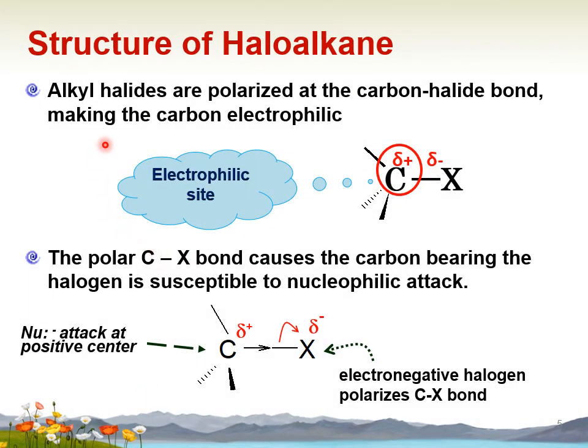Haloalkanes are polarized. Why do we say that? Because the halogen atom is more electronegative. The density of electrons will be drawn towards the halogen atom, making the carbon electropositive and therefore an electrophilic site, making it susceptible to nucleophilic attack.